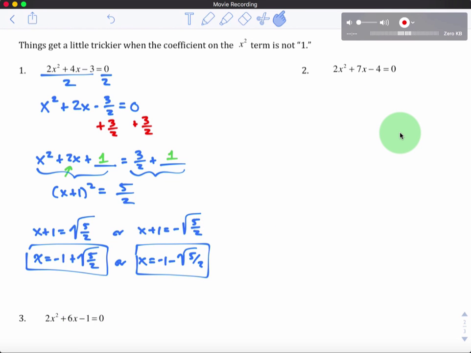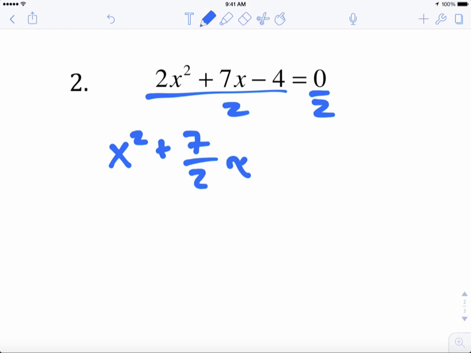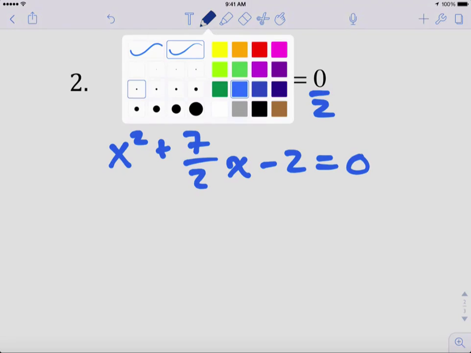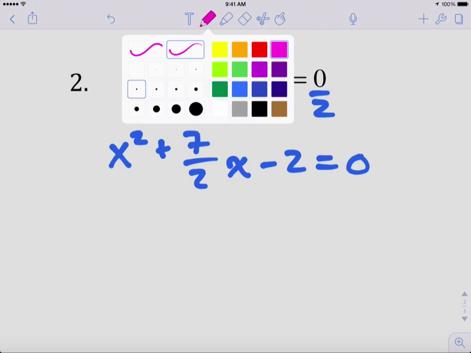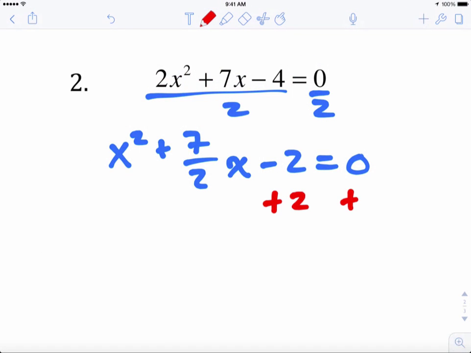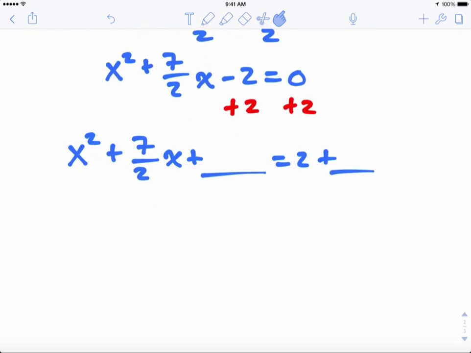One thing that's going to be different about this particular example is, holy cow, when we divide both sides of this equation by 2, we're going to end up with x squared plus 7 halves x minus 2 equals 0. It's going to be all right, but kind of alarm bells are going off. We're going to have a lot of fraction stuff going on here. Just a heads up. All right, let's add 2 to both sides of this equation, yielding x squared plus 7 halves times x plus something, to complete that square, equals 2 plus, of course, that same something to keep the equation balanced.